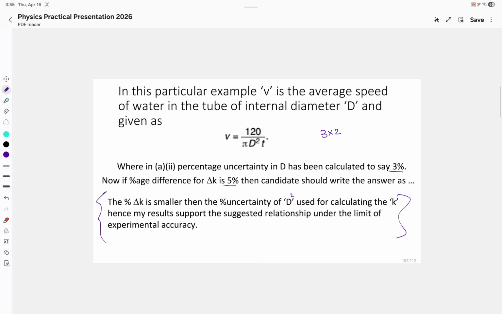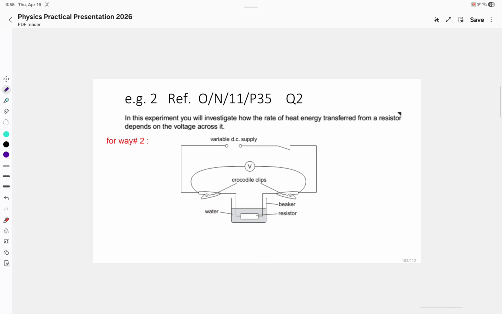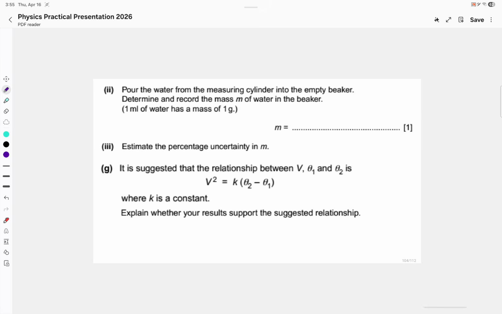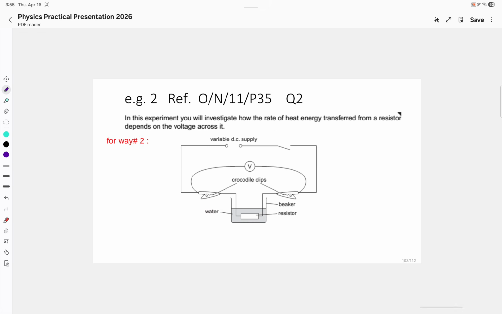Got it? All right, you can rewind it and listen again and again so that you understand it. All right, next, way 2, reference October November 11 paper 35 question number 2. There was a situation here, water and a resistor dipped in the water attached with a voltmeter as well, right? Pour the water from the measuring cylinder, get the mass, estimate a percentage uncertainty in the mass. It is suggested that the relationship between V, theta 1 and theta 2, theta is a temperature. That first theta 1 is the temperature before putting the resistor, and then the second one would be after that.